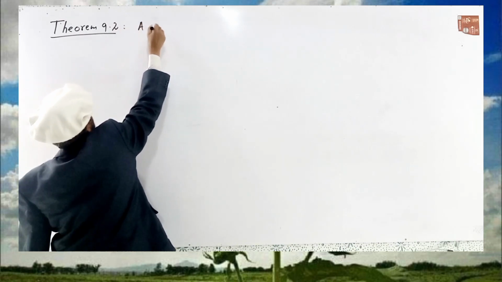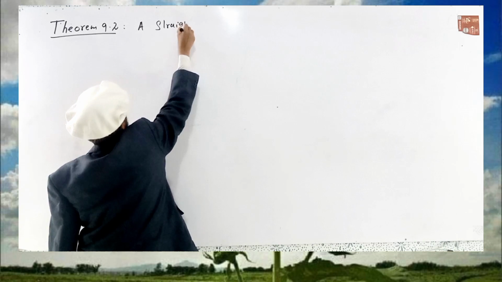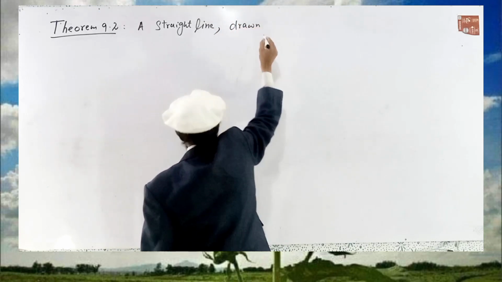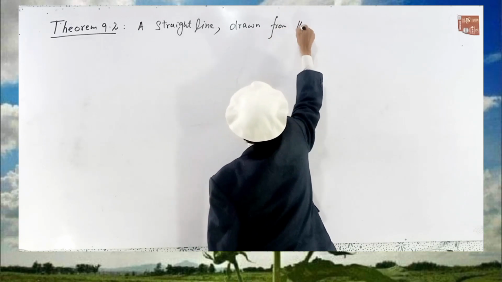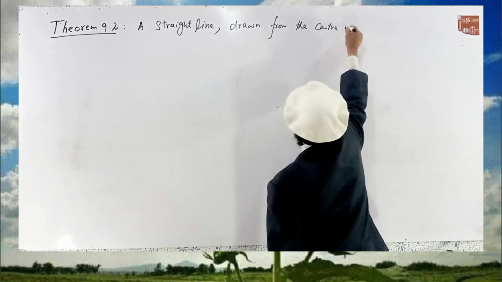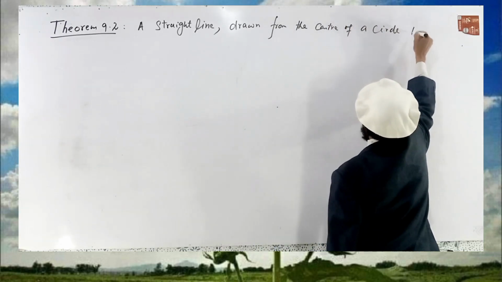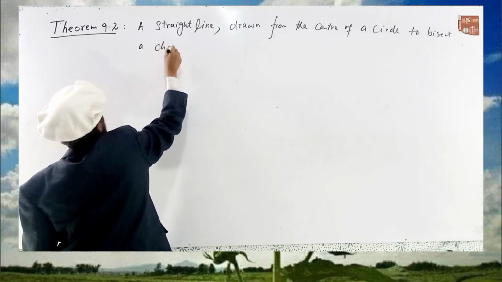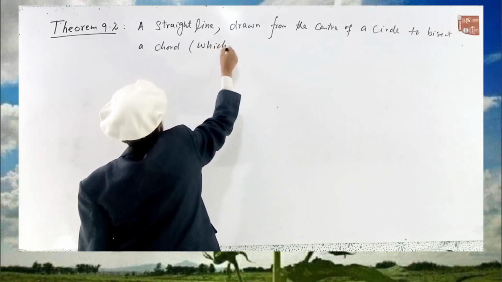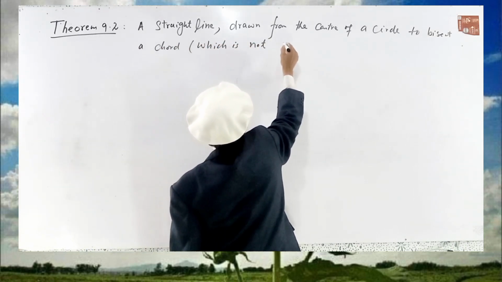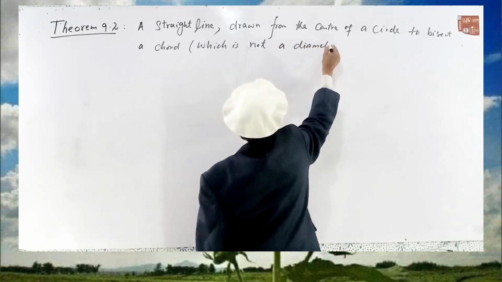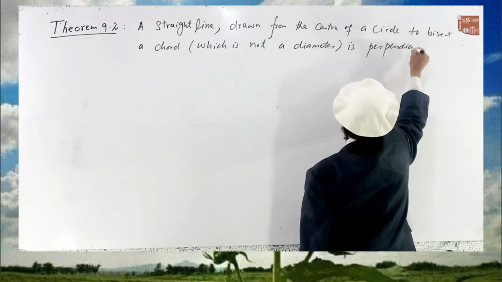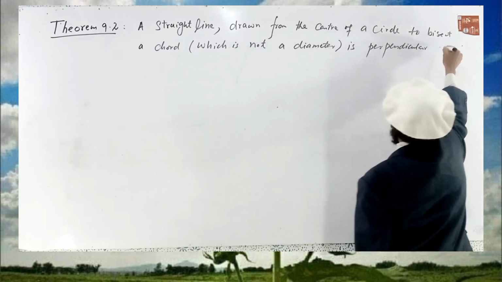A straight line drawn from the center of a circle to bisect a chord which is not a diameter is perpendicular to the chord.